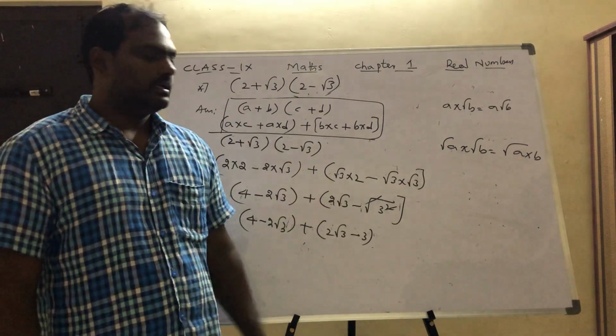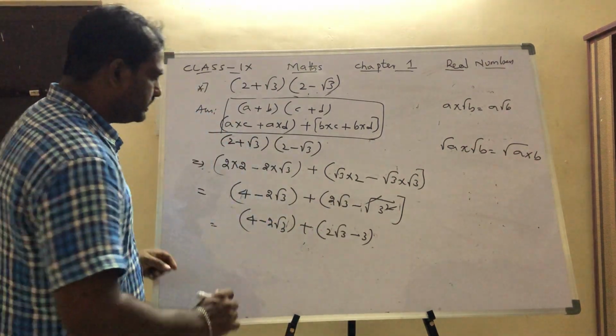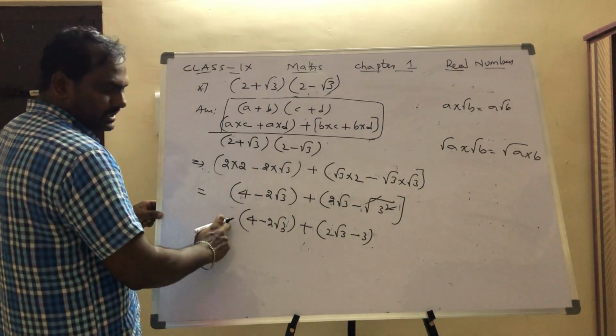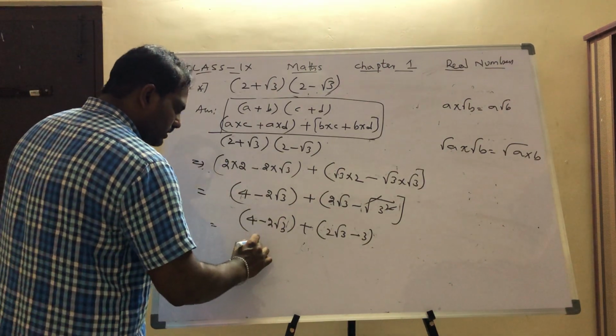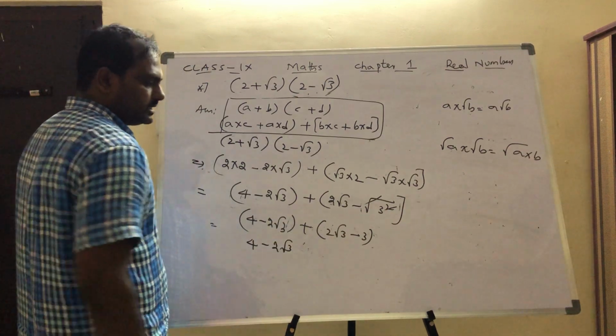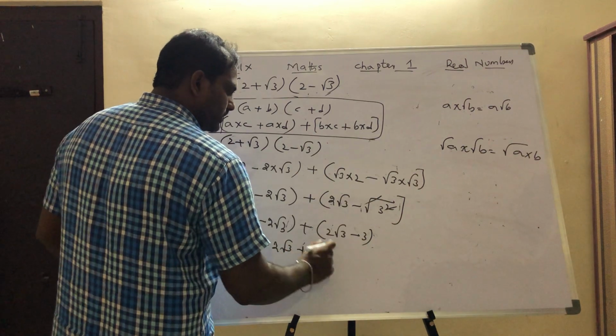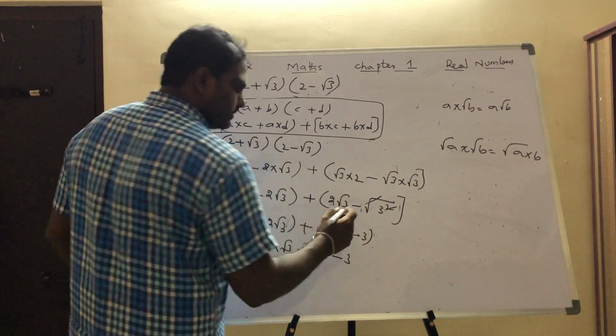Minus 3 here. Next, I have to take the brackets. Whenever you are taking the brackets, as I told you, you have to multiply with the symbols. Here outside there is nothing, it is plus symbol only. Plus into plus, plus 4, plus into minus, minus 2 root 3. Next, here nothing is there, plus into plus, plus 2 root 3, plus into minus, minus 3.